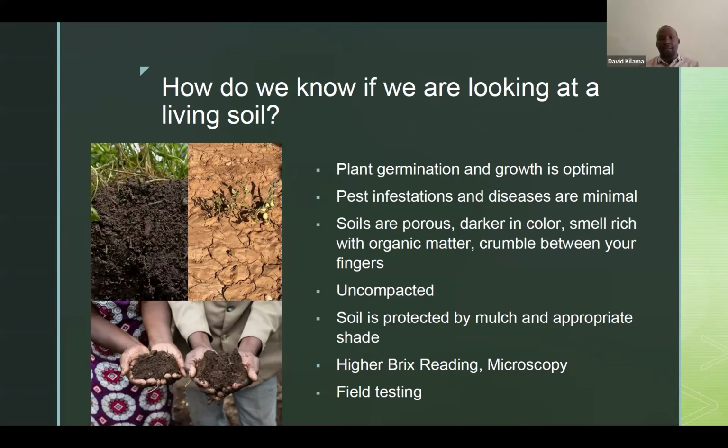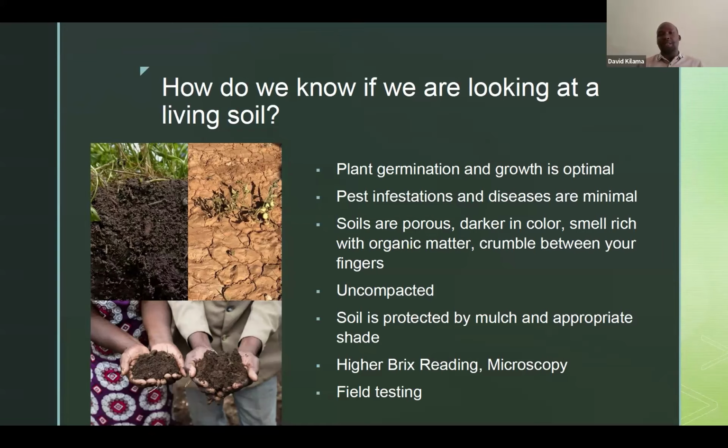Then higher Brix reading and microscopy. This one we're going to look at in the next slide. We shall see that a better Brix reading reflects a good soil and also reflects good plant density, good nutrient density in the plants, as we're going to look at under the refractometer.